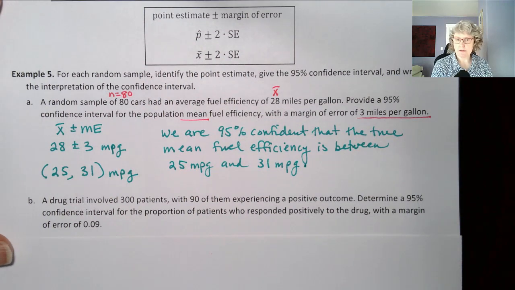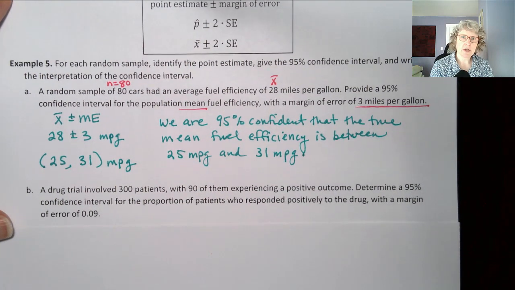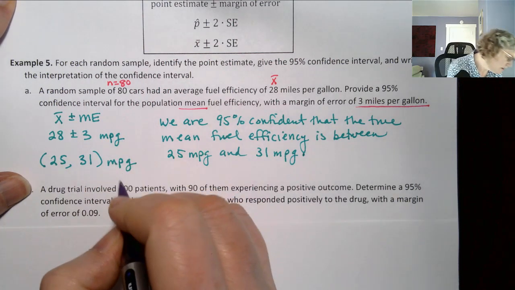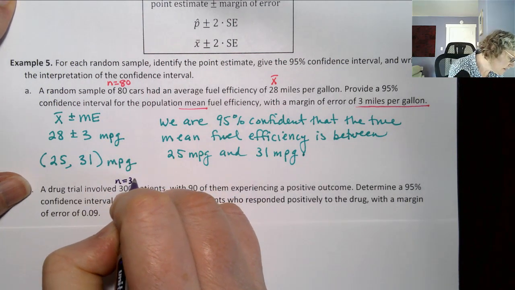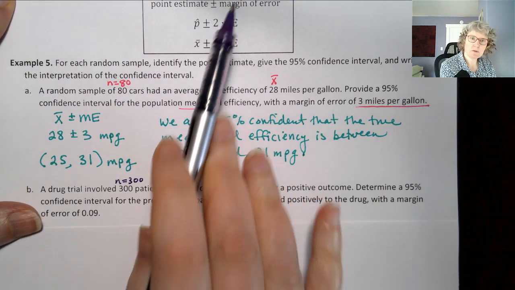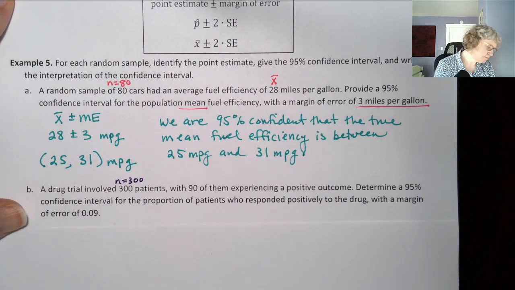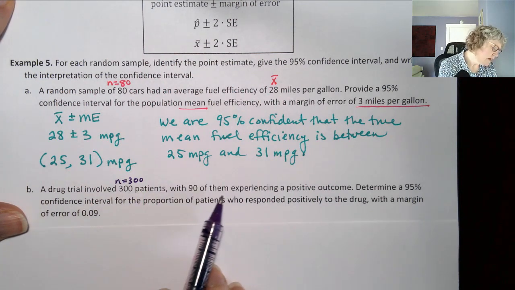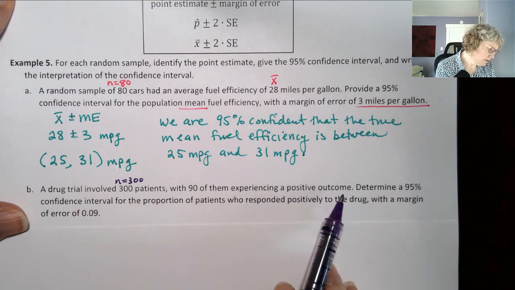And you're welcome to pause the video and try this and then come back and check your work. A drug trial involved 300 patients, so n equals 300. We're not really using n in our formulas now, but remember that's in the standard error or margin of error that we're being given. With 90 of them experiencing a positive outcome.